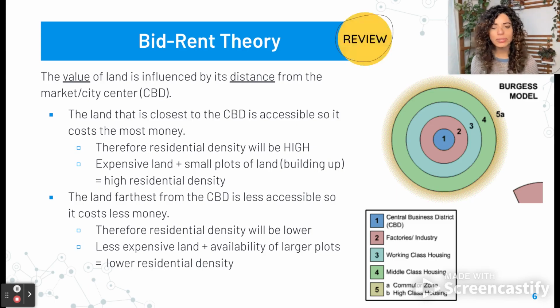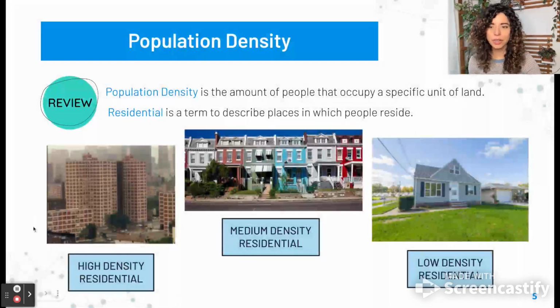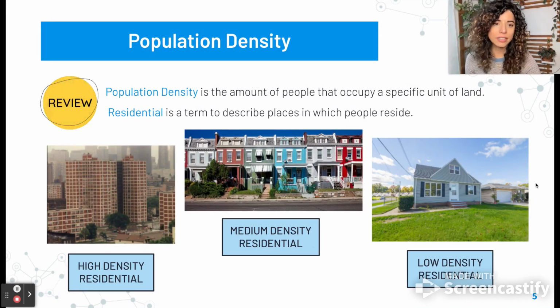So think of like big apartment buildings. Land furthest from the CBD is less accessible, so it costs less money. Therefore, residential density will be lower. So less expensive land plus availability of larger plots equals lower residential density. So think of these two photos, right? This would be closer to the city center, whereas this will be further out from the city center. This will be more expensive. This will be less expensive when we talk about per unit of space.